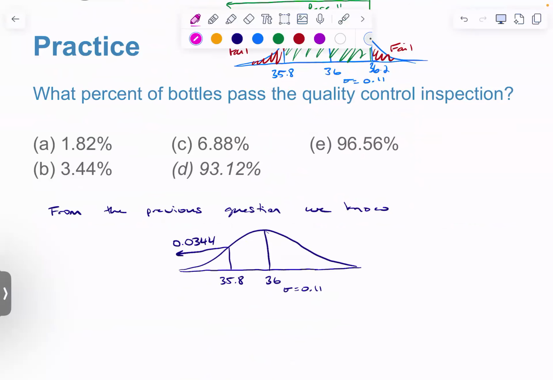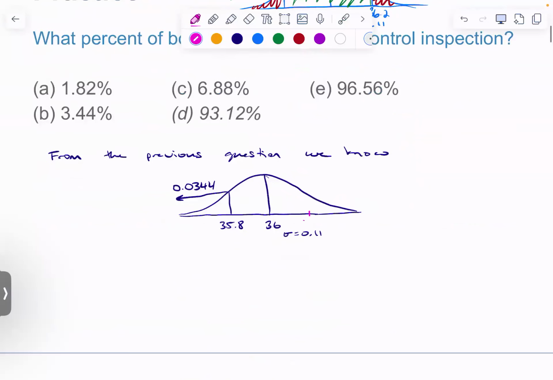What color should I do? Let's do pink. We want to add, either way, you'll find the same area. 36.2. Now I want to find this area. From 36.2, I want the area to the left of 36.2, which I know is going to be more than 0.5 for sure, because I'm on the other side of the mean, right?